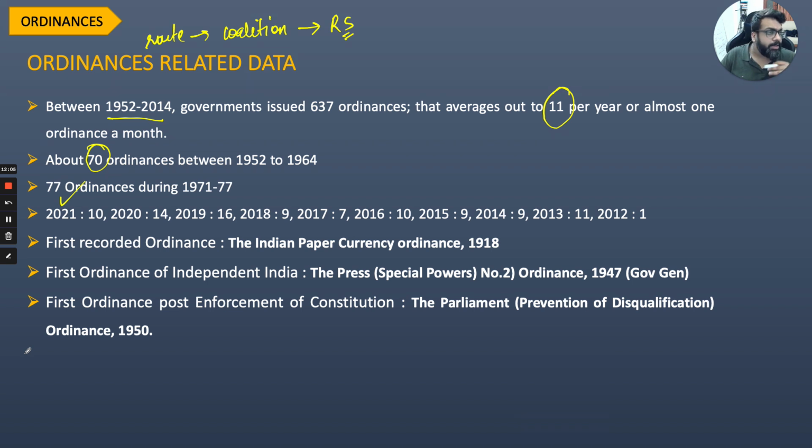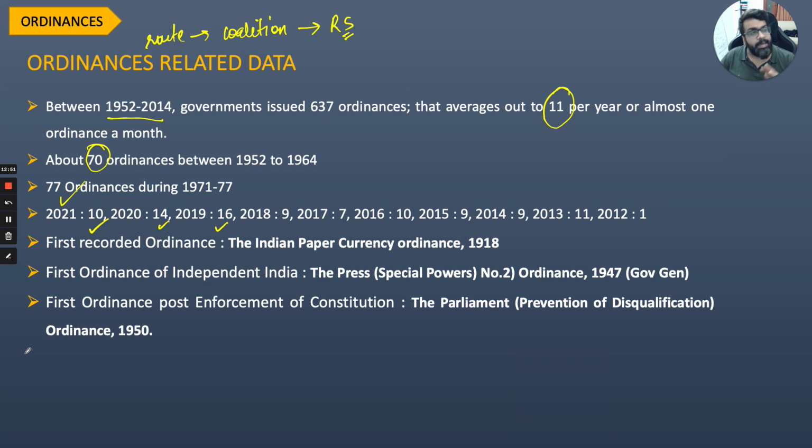Now, if I do a current data analysis, and I've picked up this data officially from the legislative department of the Ministry of Law and Justice's website, where they've given very detailed PDFs on the nature and attached ordinances: in 2021, we've already issued about 10 ordinances. In 2020, given the fact that it's a pandemic year and it could be justified, we've issued about 14 ordinances. In 2019, and there was no reason to do so, the government had just come to power, we saw 16 ordinances, about 9 in 2018, 7 in 2017, 10 in 2016, 9 in 2015, 9 in 2014.